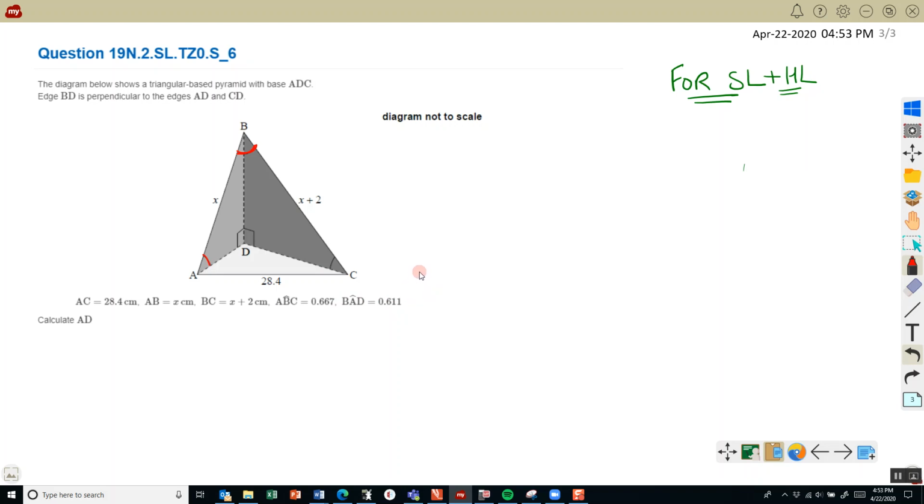If I was doing this, the first thing I would do is work out what x is. I would look at this face. I've got this length, which is x, and this length, which is x plus 2. But I also know what this angle is. This angle is 0.667.